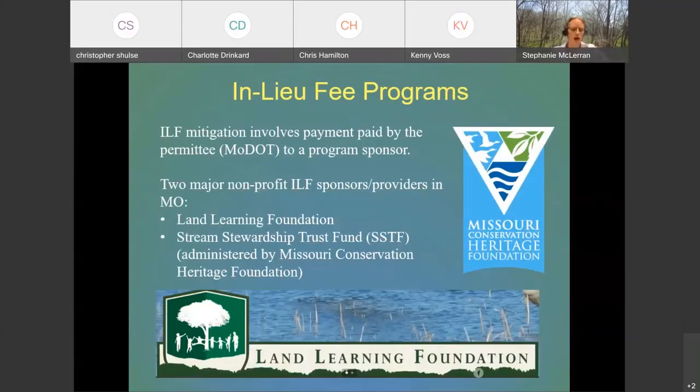The other commonly used form of mitigation besides mitigation banks is in lieu fee programs. In lieu fee mitigation involves the payment paid by the permittee to a program sponsor. In Missouri, we have 2 major nonprofit in lieu fee sponsors or providers. One is the Land Learning Foundation, and the other is the Stream Stewardship Trust Fund that is administered by Missouri Conservation Heritage Foundation. So basically, we provide payment to these providers just like we would for a bank, but it's a little bit different because their projects might not be completed yet, and that funding is used for projects that they're working on or planning on.